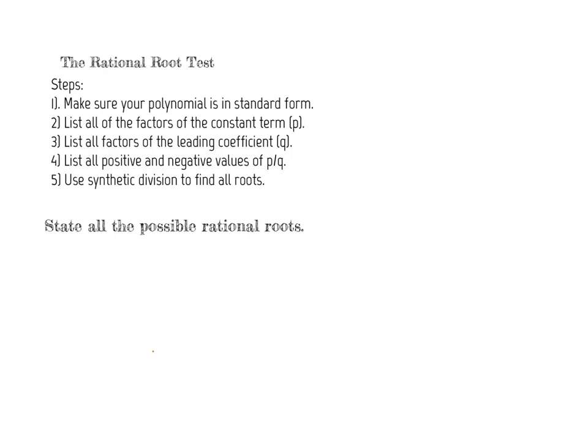Today we're going to talk about the rational root test. So let's talk about the steps first. First, you want to make sure that your polynomial is in standard form. That means the exponents are in decreasing order, largest to smallest. Then once you have it in standard form, you're going to take the constant term and find all the factors of that constant term.